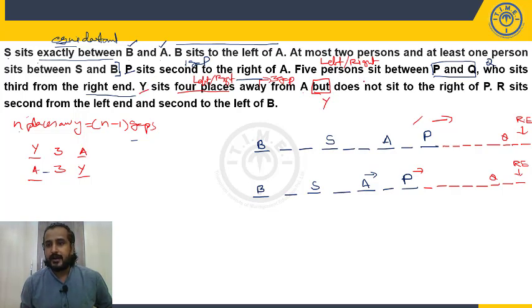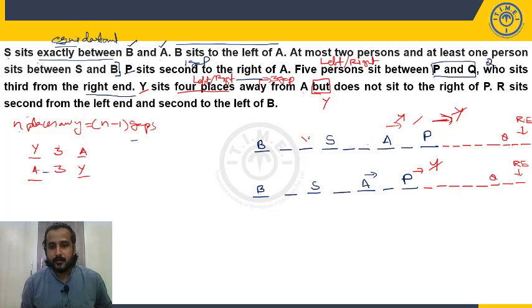But when "and" or "but" is given, it refers to the first person as the subject. So Y does not sit to the right of P. So right of P, who should not be there? Y should not be there. Okay, let's see. So we have A already in the arrangement. So 4 places away is nothing but 3 gaps. So if I take right side of A 3 gaps to place the Y, definitely Y comes to the right side of P. Right. So I cannot take to this side Y. So it should be left side. So 1, 2, 3 gaps.